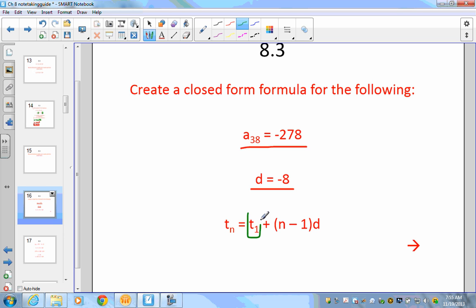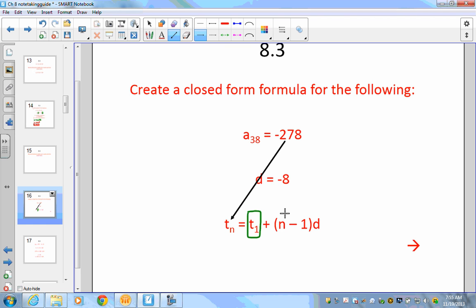Here's what we're going to do. We're going to take all this information and plug it into this equation. I don't know why I keep saying video. We're going to take -278 and plug it in here. We're going to take 38, because that's what my n is, and plug it in there. And then I'm going to take -8 and plug it in there. We're trying to solve for the first term.